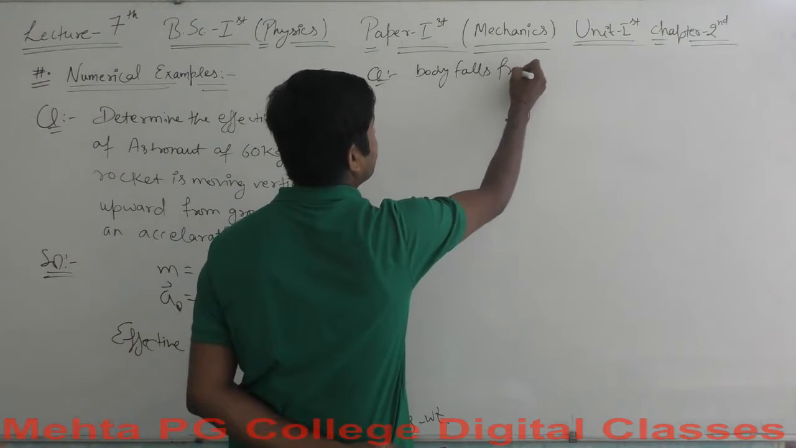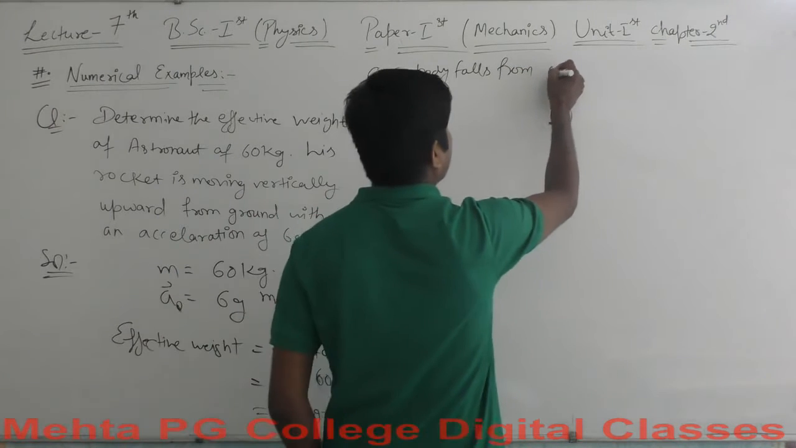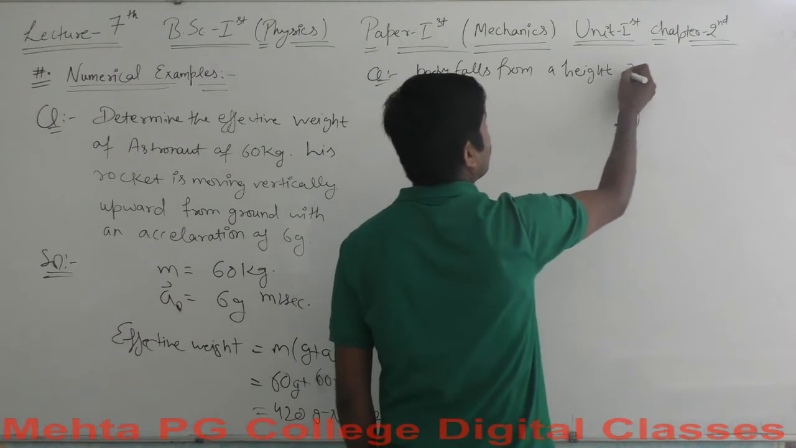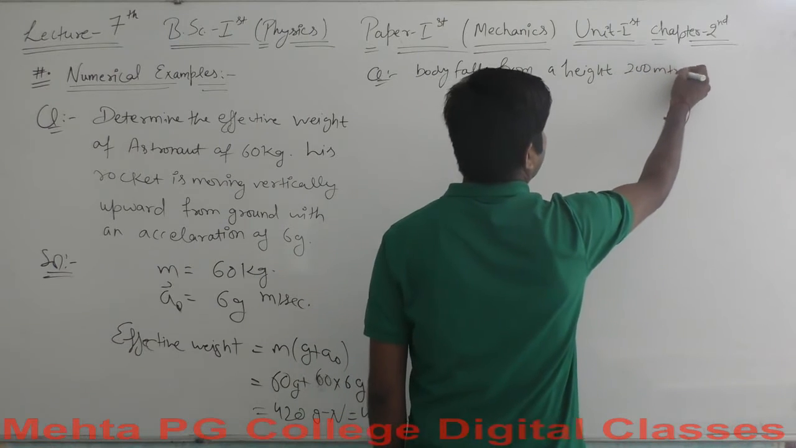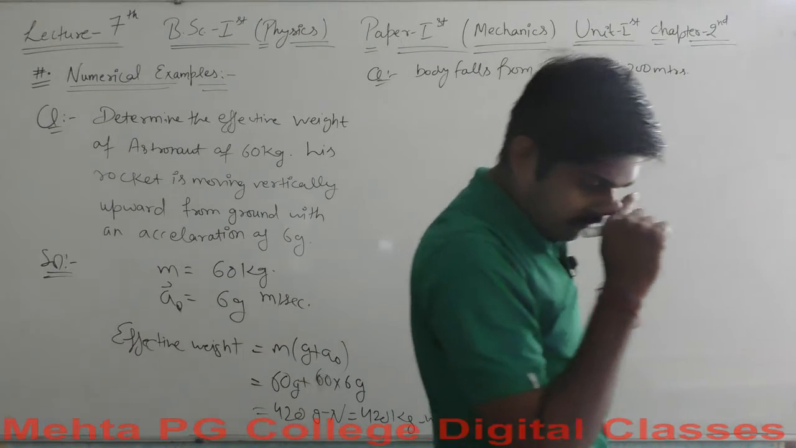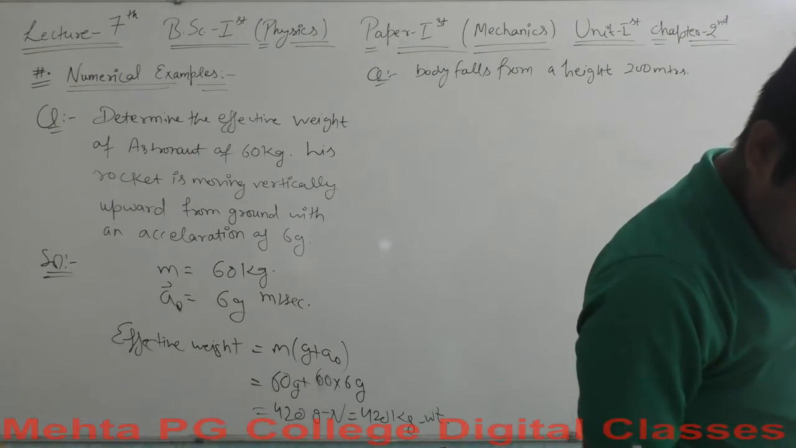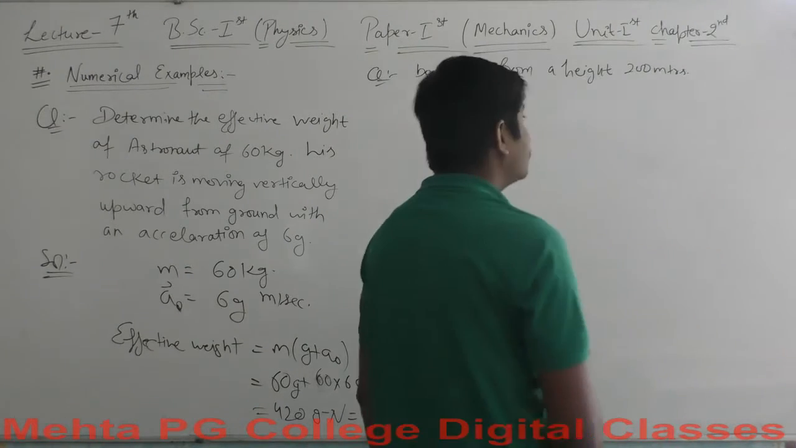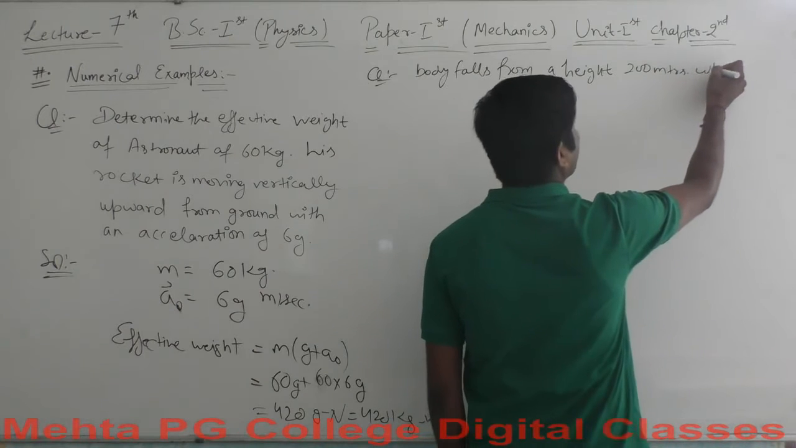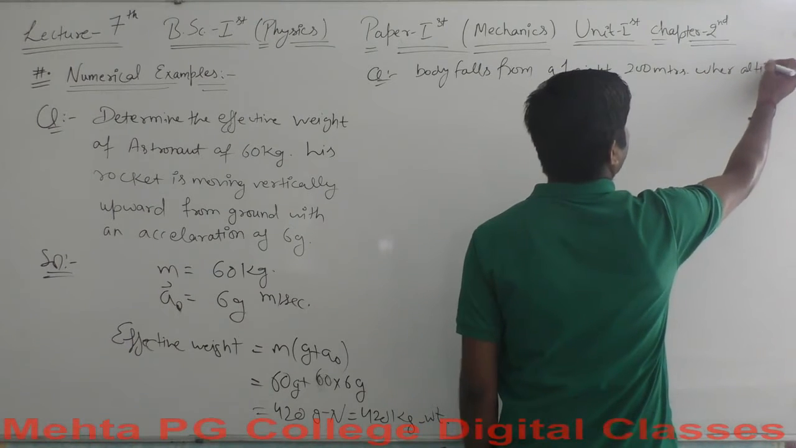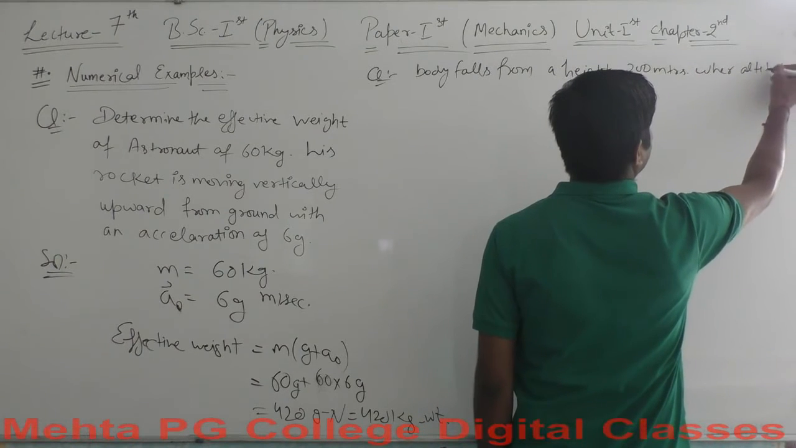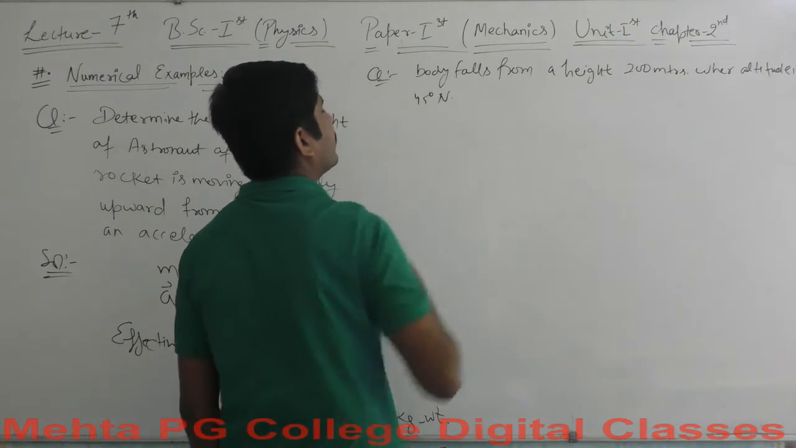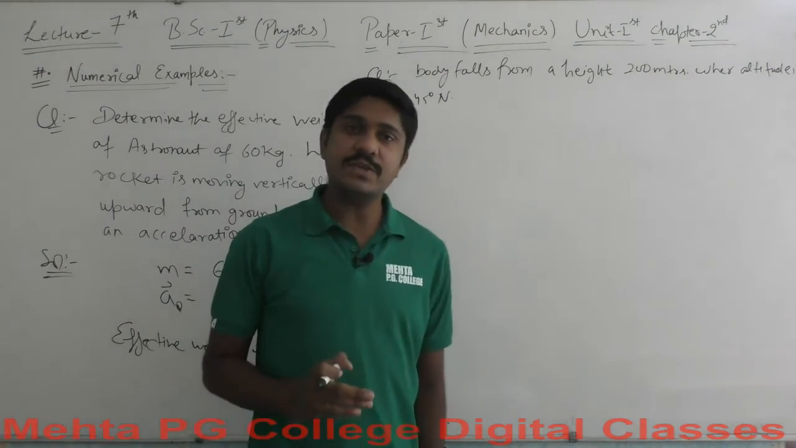A body falls from a height of 200 meters at a place where the latitude is 45 degrees north. You remember what the latitude is?